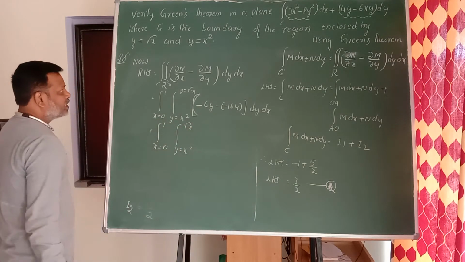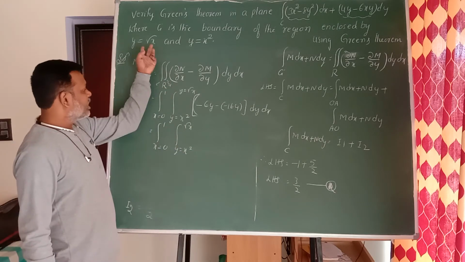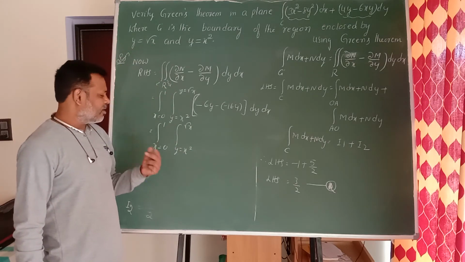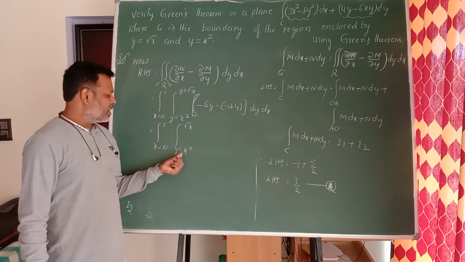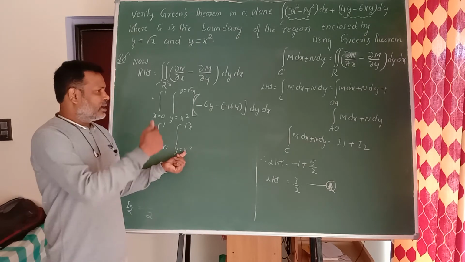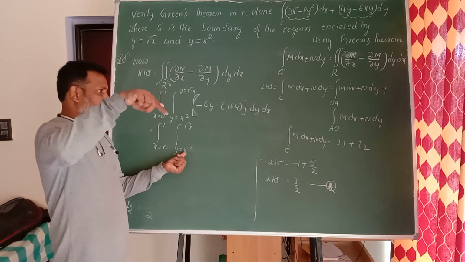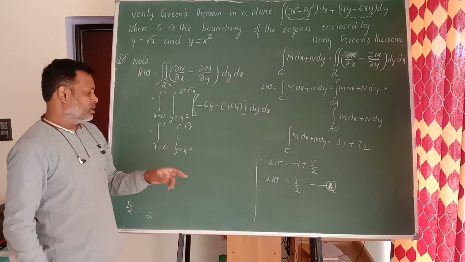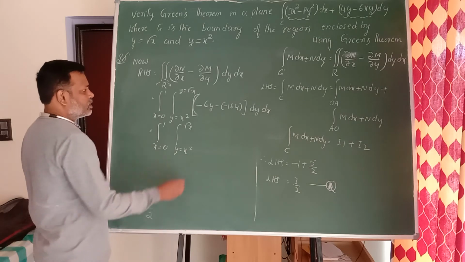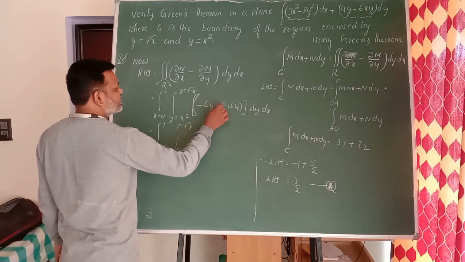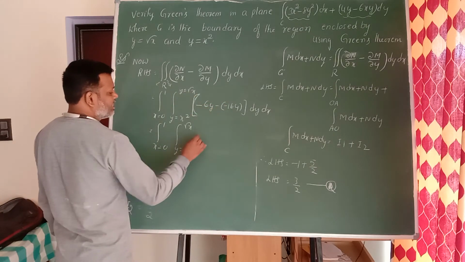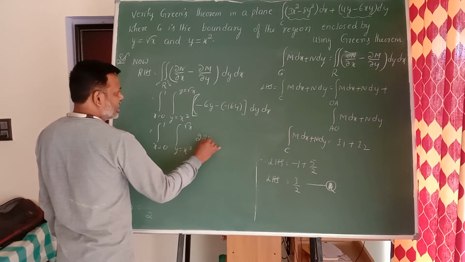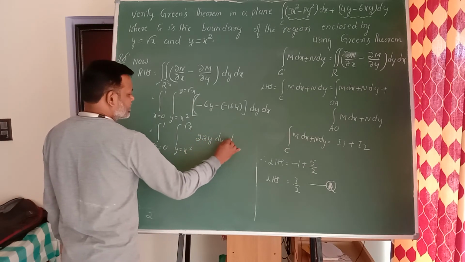So why have we taken y is equal to x square as the lower limit, and y is equal to root x as the upper limit? Because y is equal to x square is the downward curve. And y square is equal to x is an upward curve, it is the upper curve. Therefore, x square to root x. So by simplifying, minus 6y minus of minus 16y, that is equal to 10y into dy into dx.